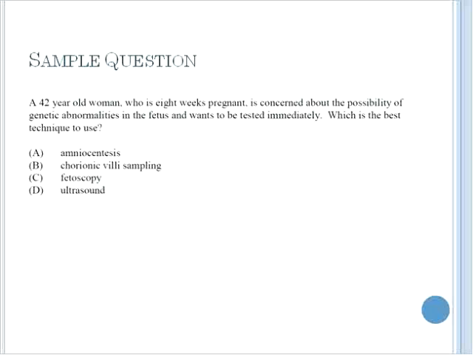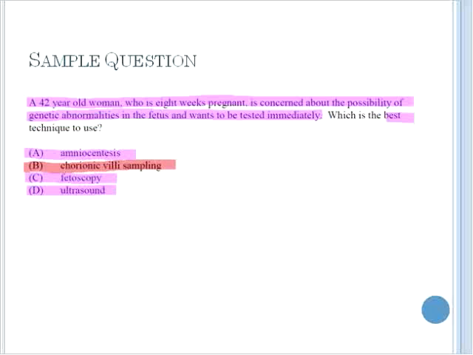By way of a sample of questions that appear from this material, I present the following. A 42-year-old woman who is 8 weeks pregnant is concerned about the possibility of genetic abnormalities in the fetus and wants to be tested immediately. Which is the best technique to use? Because you're interested in the genetic abnormalities of the fetus, you need to get a genetic sample. Fetoscopy and ultrasound would not be able to provide that. As this is at 8 weeks, using an amniocentesis, inserting a needle, would be quite risky. For this reason, the correct choice is B, chorionic villus sampling.